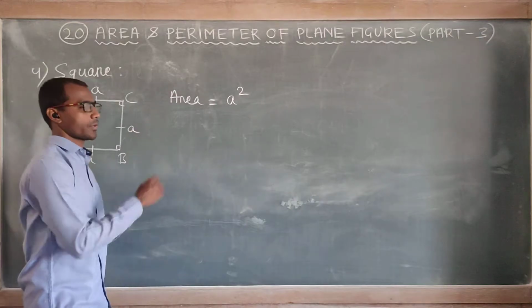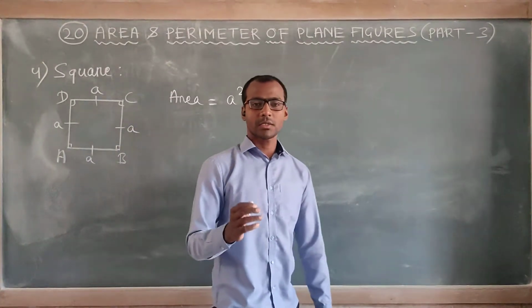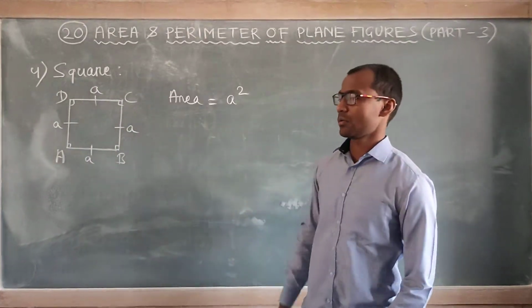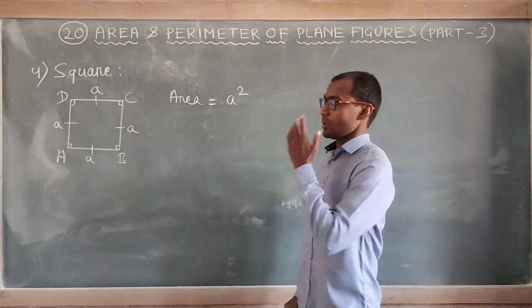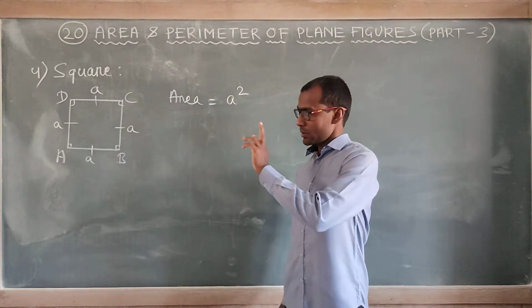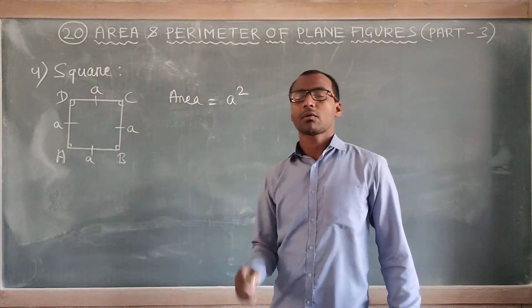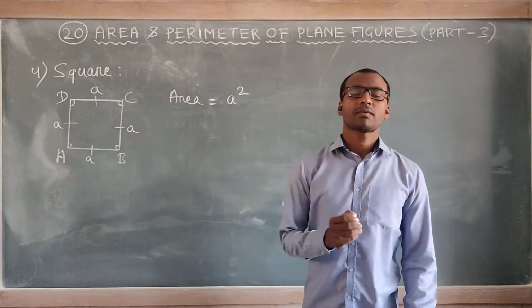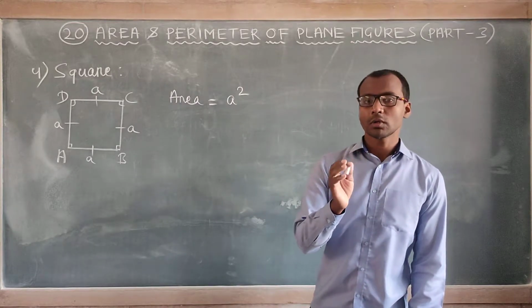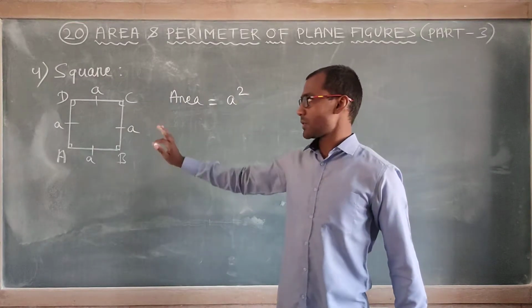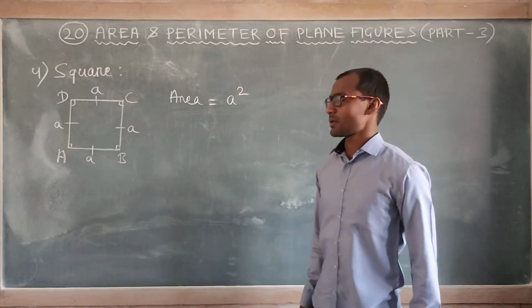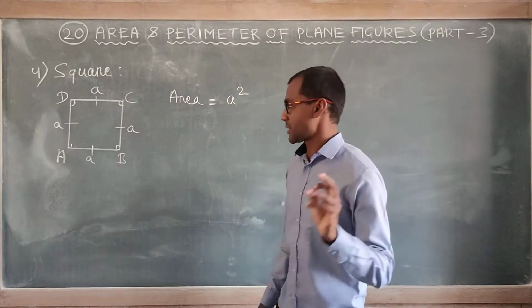This formula you knew from the lower class. Area is equal to side square, or a square. But in number 2, if in a quadrilateral the diagonals are perpendicular to each other, then we can use the formula to find the area, half d1 into d2. The same formula can be used in a square also, because in a square the diagonals are perpendicular to each other.